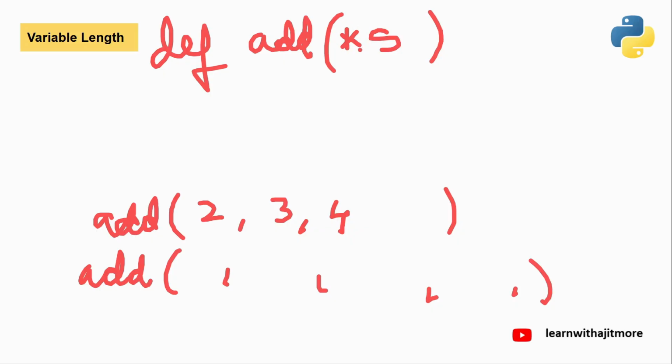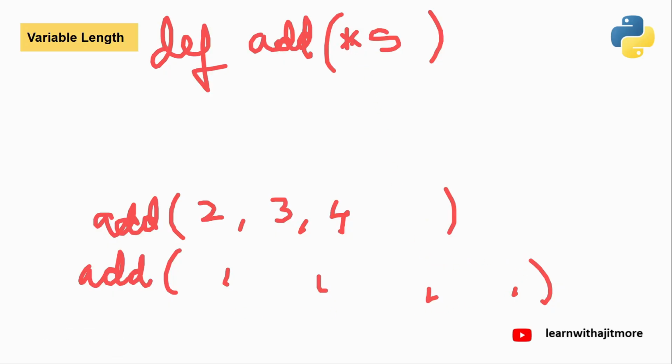If you don't give the star, this will give an error, guys. If I don't write the star, then what will happen? It will just pass 2 to S. This 2 only will come in S, and the remaining are not having anything. It will generate an error. It will say that the function takes 1 positional argument, but 4 were given, 8 were given.